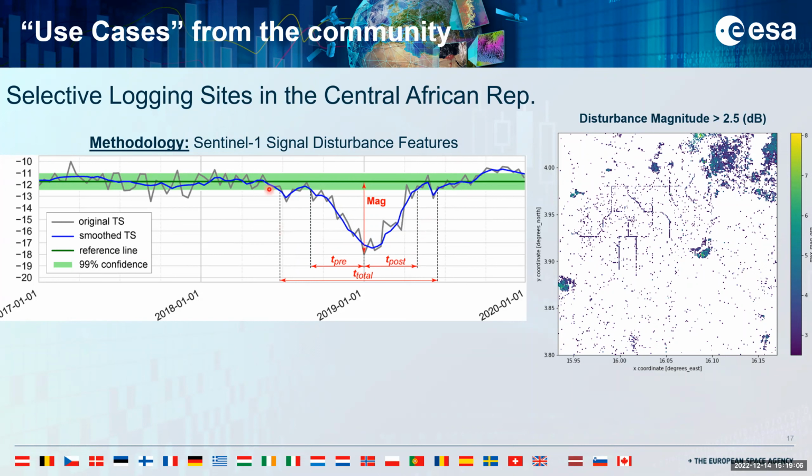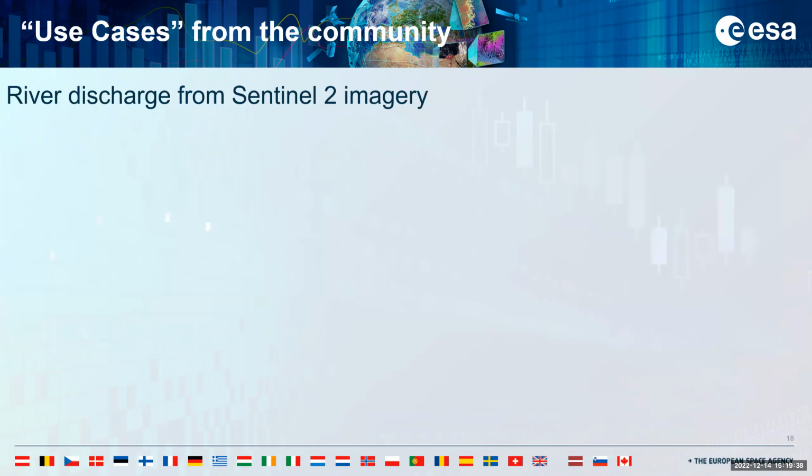So this is actually also a C-scale use case, but for C-scale, I think it's about the Amazon basin, so it's the return use case, and here it has been proven that this also works in Central Africa. And you basically analyze the magnitude of the Sentinel-1 signal disturbance, and then you can say, okay, this is a selective logging site.